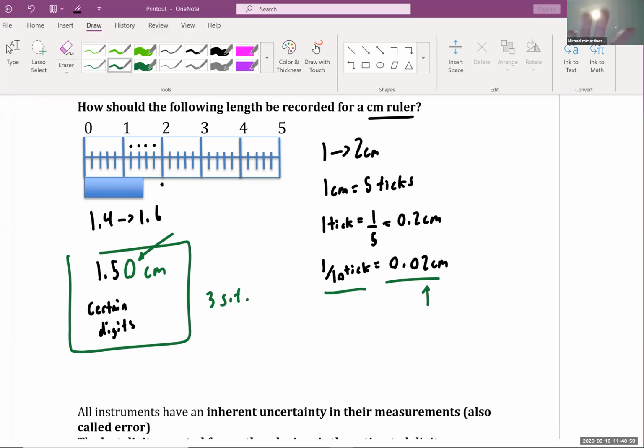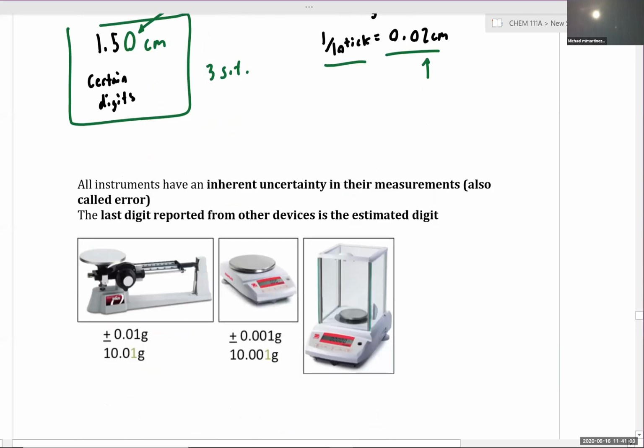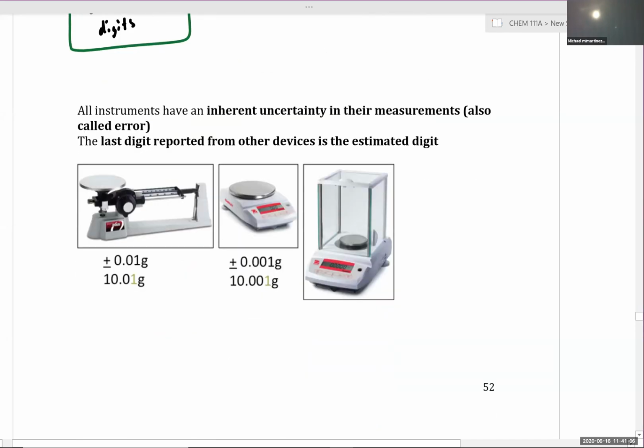One thing that students often run into issues with is when they look at a balance, they think, oh, it's giving me this value, I don't have to estimate anything. Well, all instruments have an inherent uncertainty in their measurement. This is also called error. Now, we don't address error analysis fully in this class, but as a rule of thumb, the last digit reported from other devices is the estimated digit. Even though you're not having to manually measure between tick marks, there's an inherent variability in the last digit of every measurement. So for example, if your balance gives you the value 10.001, this 1 is estimated.